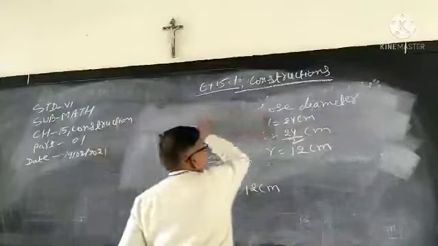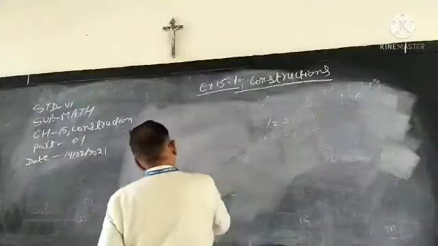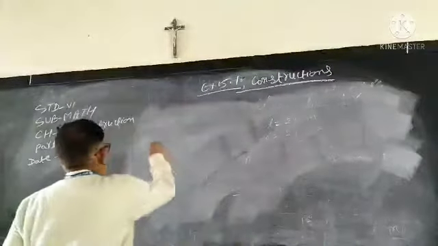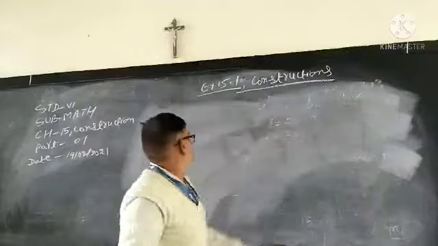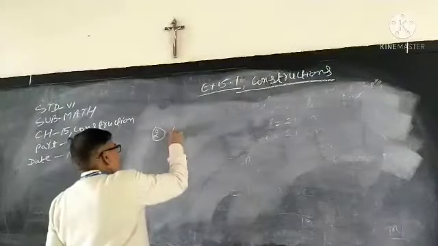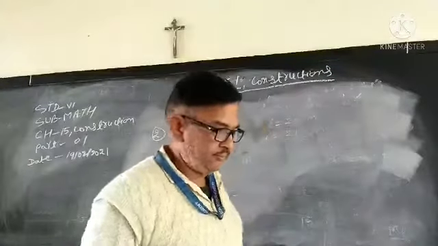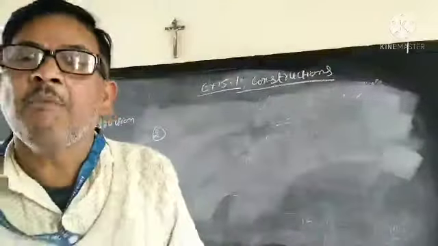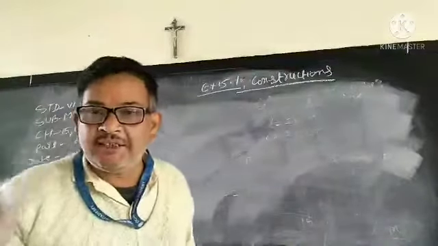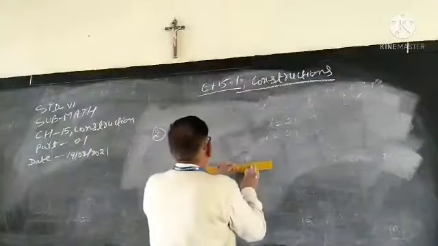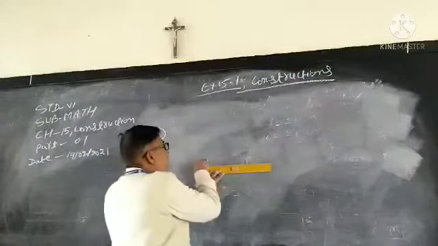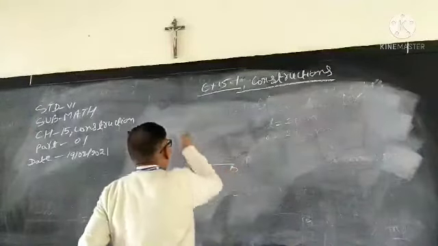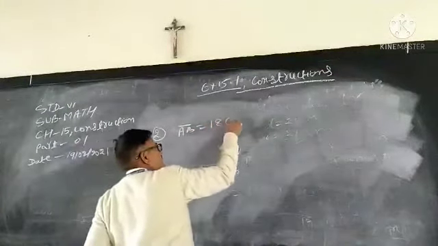Now, second question is there. Second type of question. Draw a perpendicular bisector of a line segment. See this one, perpendicular bisector. First, draw a line segment of any length, taking the length equal to 18 cm. AB is equal to 18 cm. Line segment AB is equal to 18 cm.